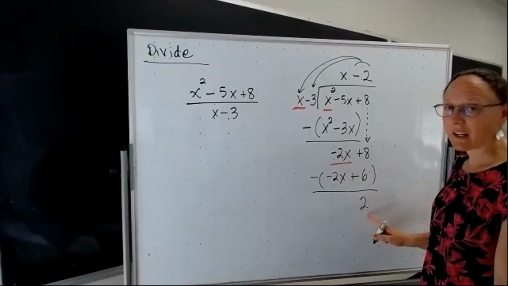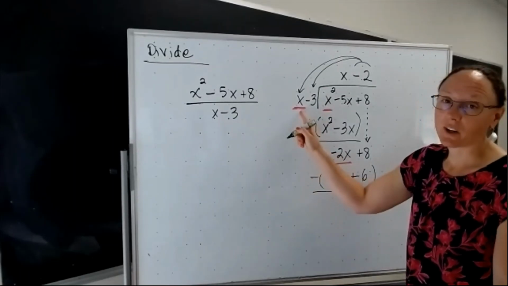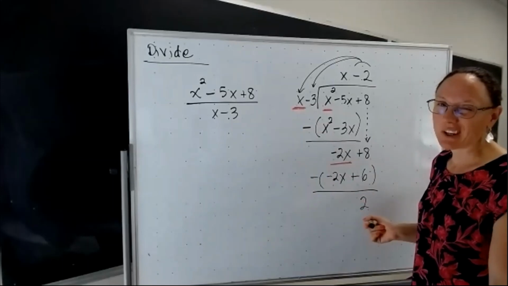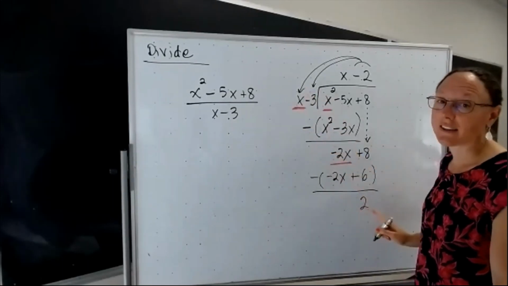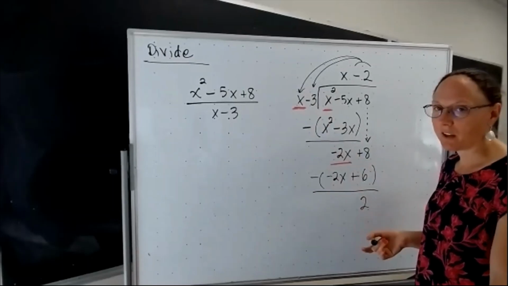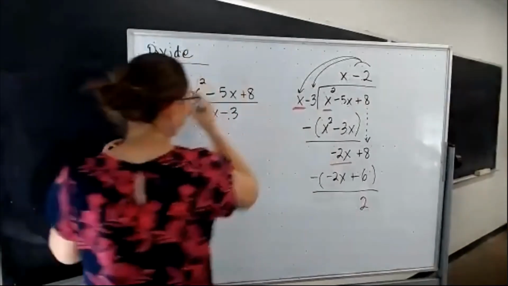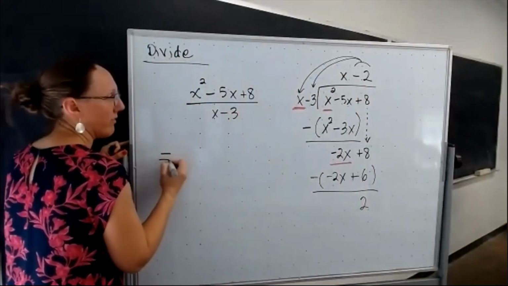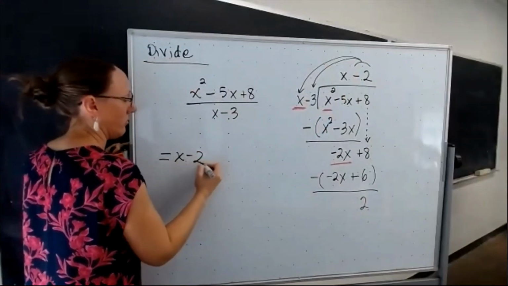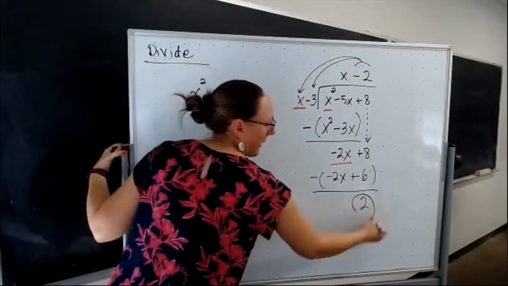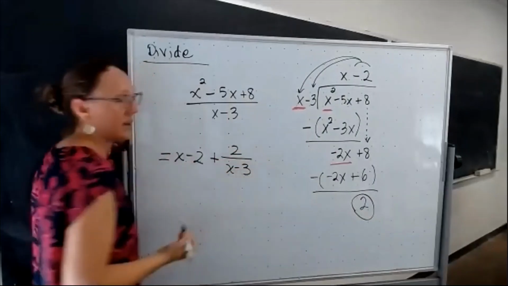Once whatever is down here has a lower power of x than whatever is over here, we're done. So if you get to a number, you're definitely done. And if this were an x squared and you got down to an x, you would also be done. So here, I'm going to say this whole fraction is equivalent to whatever's on top now, x minus 2 plus my remainder divided by x minus 3.